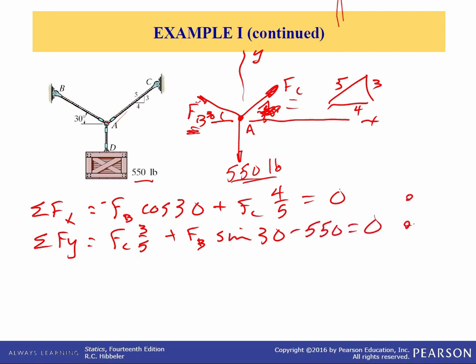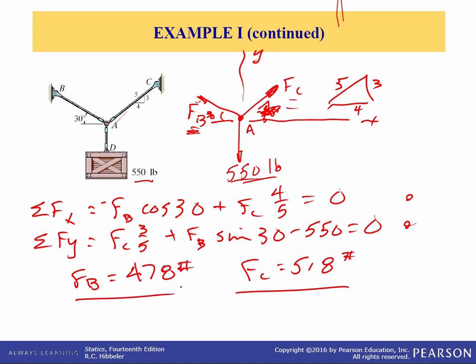We have two equations, two unknowns. You're welcome to use your calculator to solve these simultaneous equations. You can do them by hand. I like to use an online resource at wolfram.com. But anyway, when you solve these simultaneously, we'll get F sub B is 478 pounds, and FC is 518 pounds. And that's the solution to our problem.